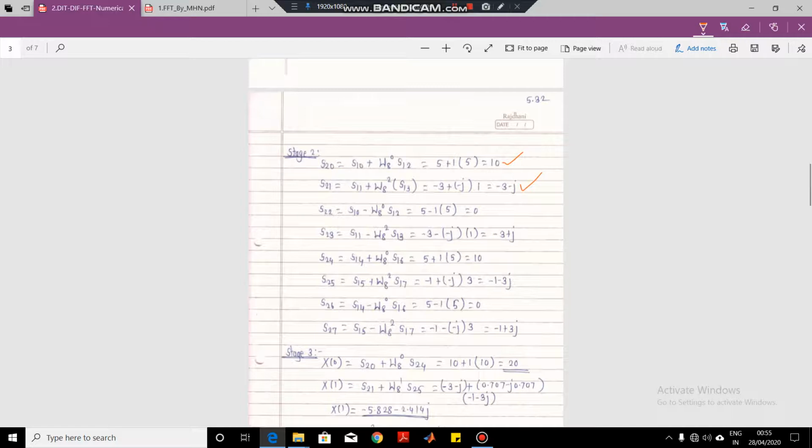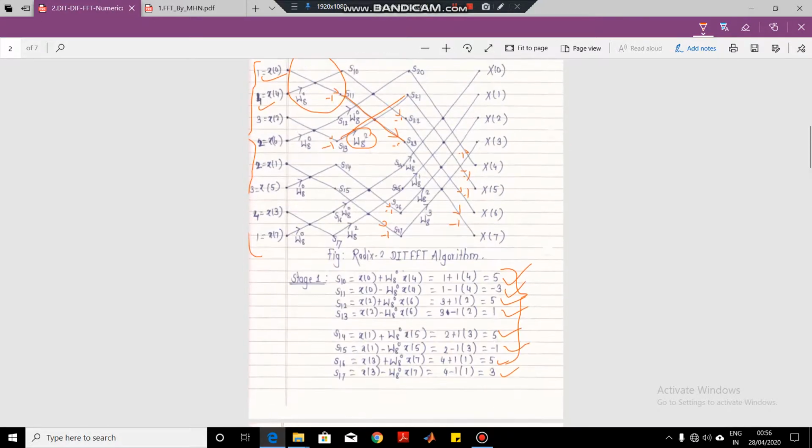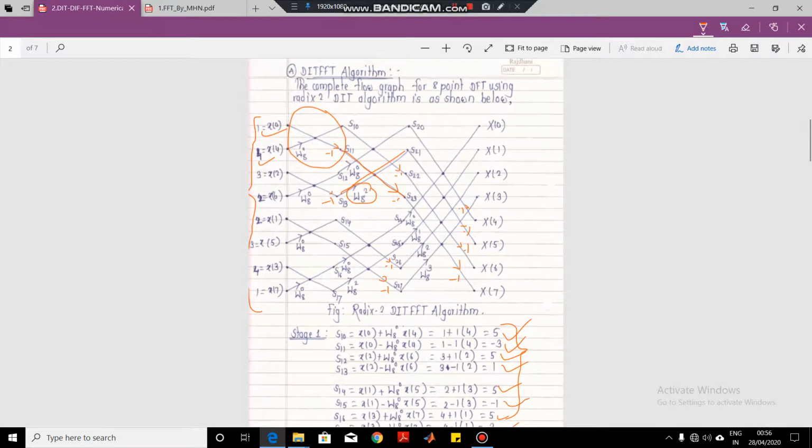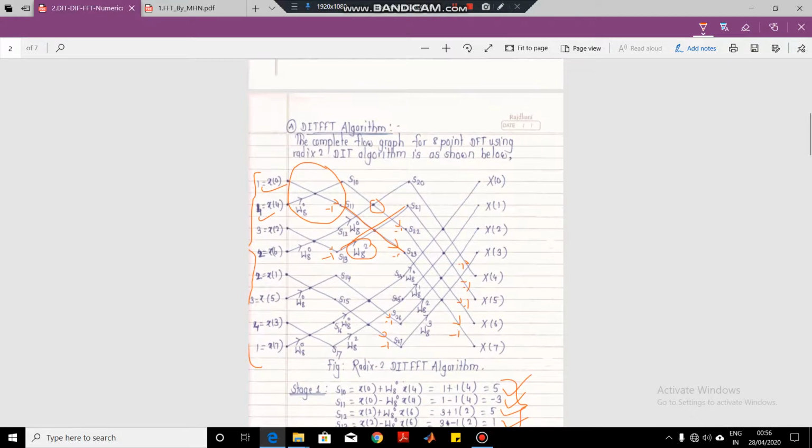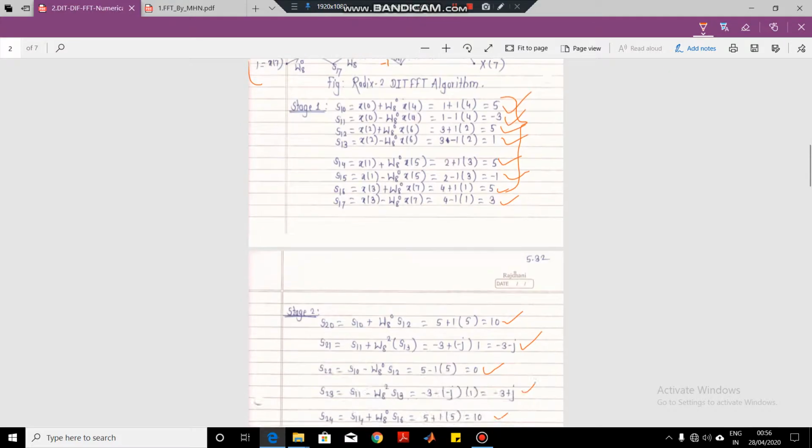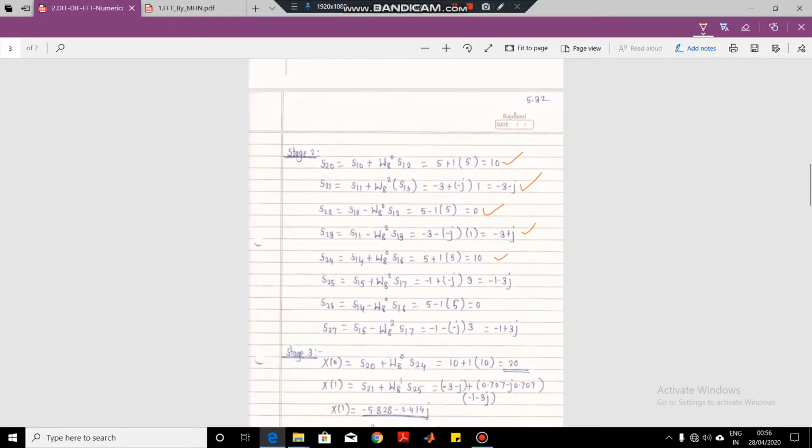Similarly you can compute S22, then S23, and so on. While computing this, be careful about the butterfly structure. This is your first butterfly, this is your second butterfly, this is your third butterfly, this is your fourth butterfly. Please consider each butterfly very carefully and see the input to the butterfly, the twiddle factor, and the minus sign. When you consider all these, you will get the proper outputs.